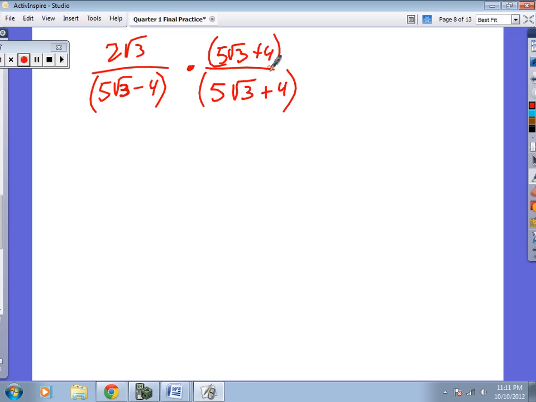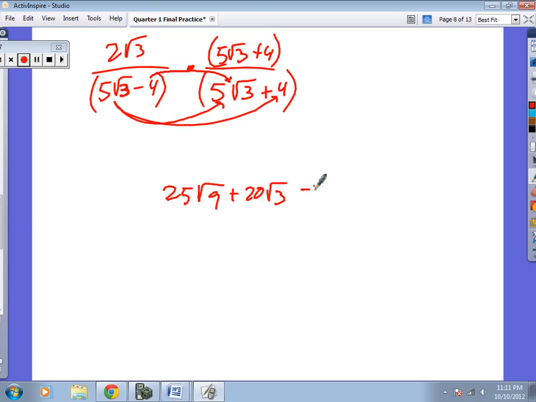Now the bottom, here's what's way cool. Anytime you multiply a difference of squares, there's a lot of canceling that happens. So if I multiply these two together, 5 times 5 is 25. Square root of 3 times square root of 3 is square root of 9. Now I got to multiply this. 5 times 4 is 20 times the square root of 3. Now a -4 needs to be multiplied to both. So -4 times 5 is a -20 square roots of 3. And a -4 times 4 is a -16. Okay, that is all my denominator.